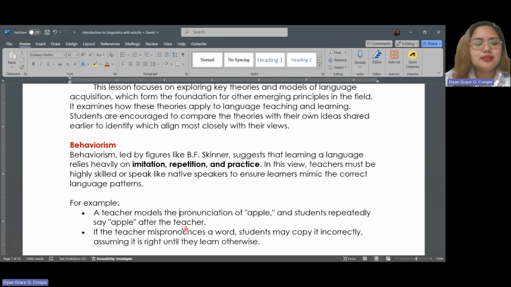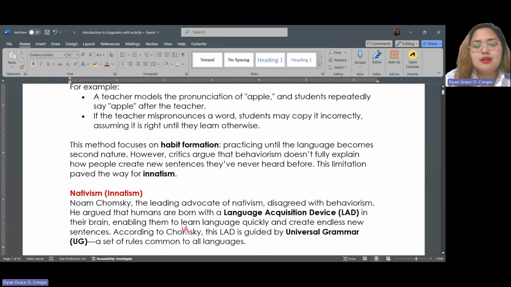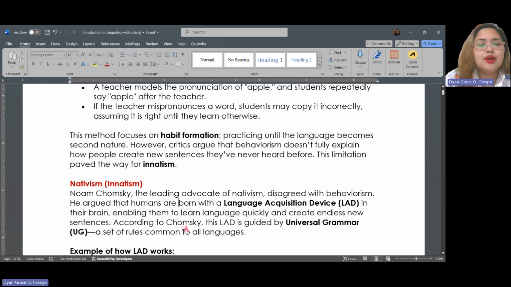So next we have nativism. By the way, for behaviorism, they have habit formation. Ayan. But the problem is, it is said that what the kids can see, they imitate.